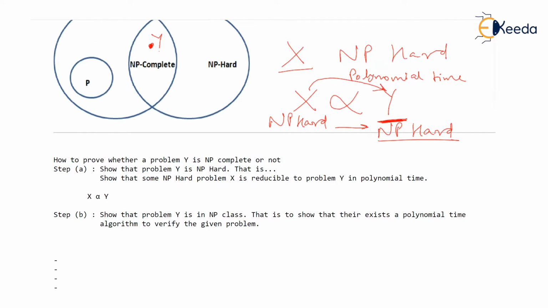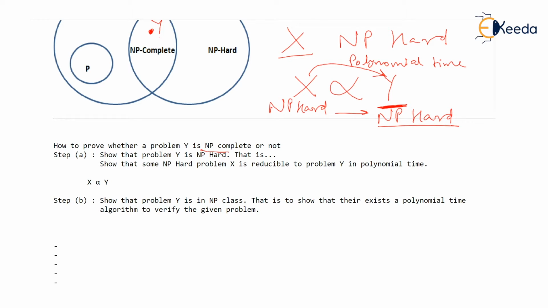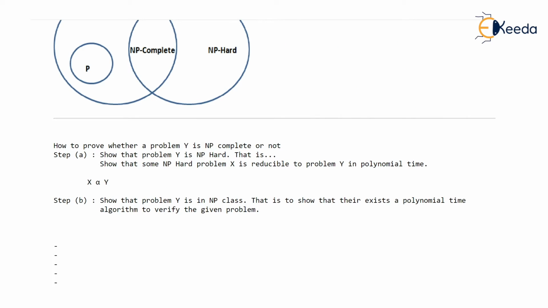Now, that means to prove that problem Y is NP complete, you want to know whether it is NP complete or not. Step A is to show that problem Y is NP hard first of all. That is, show that some NP hard problem X, which you already know is NP hard, is reducible to problem Y in polynomial time. If you are able to prove this, then Y is surely NP hard. The second point to prove here is that you should show that Y is in NP class.